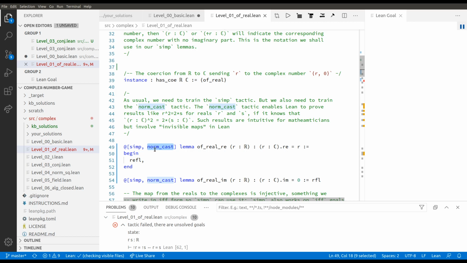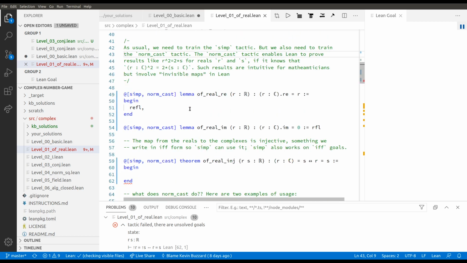The idea about norm cast is that you're trying to prove some equality about the real numbers and you accidentally prove some equality about the corresponding complex numbers. Then we want it to be completely invisible. We want to be able to deduce the fact that it's true for the real numbers in a completely transparent manner. And we have a tactic for doing that, the norm cast tactic. So here we're training the simp tactic and we're training the norm cast tactic. I'll show you the norm cast tactic in action in a minute.